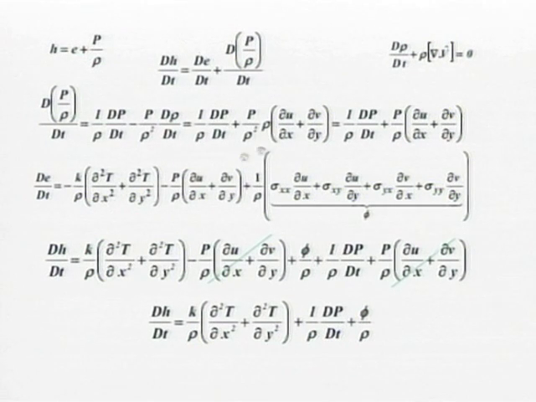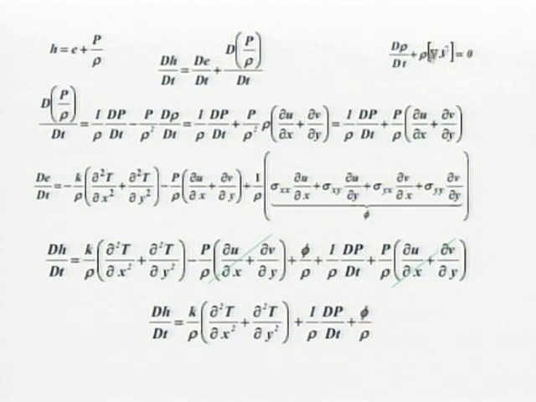So what is d rho/dt? What was my continuity equation? d rho/dt plus rho del dot V equals 0. So if I have to get d rho/dt, d rho/dt equals minus rho del dot V.